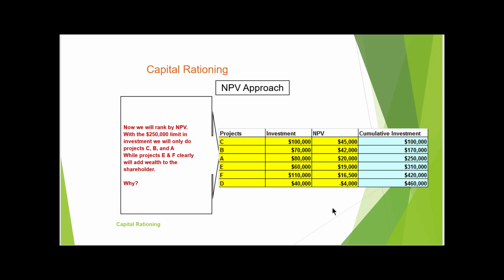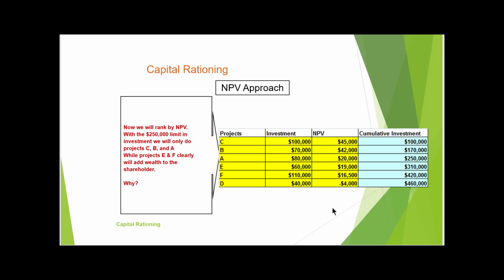So capital rationing in itself is an issue because it's possible that we could leave out, what's the phrase? We could leave money on the table, right? There's money to be earned and we don't want to earn it.